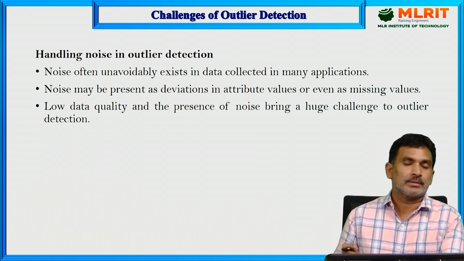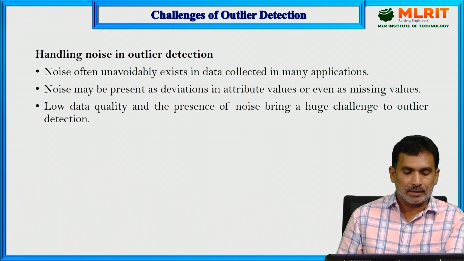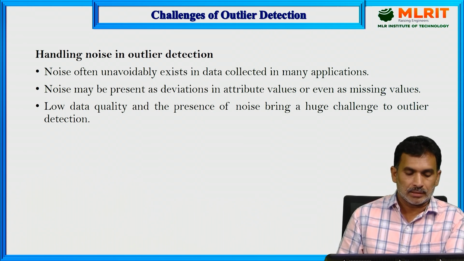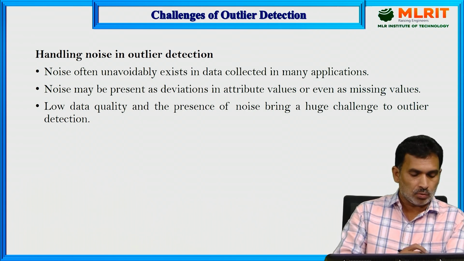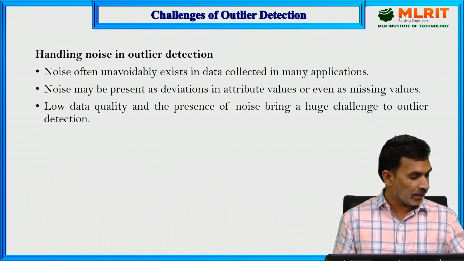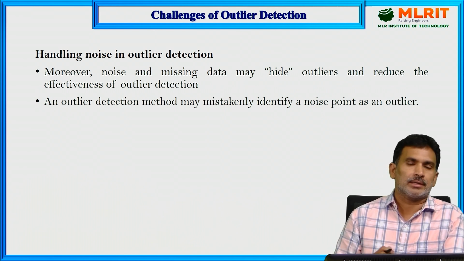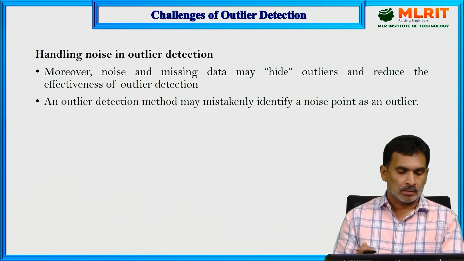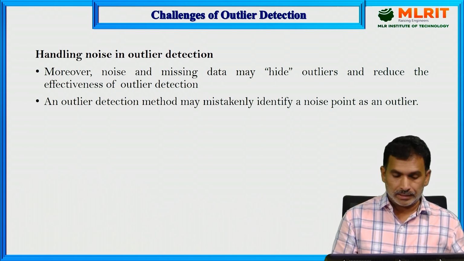Next, handling noise in outlier detection is another challenge. Noise often unavoidably exists in the data collected in many applications. Noise may be present as deviations in attribute values or even as missing values. Low data quality and the presence of noise bring a huge challenge to outlier detection, and it is very difficult to identify the outliers. Moreover, noise and missing data may hide outliers and reduce the effectiveness of outlier detection. An outlier detection method may mistakenly identify a noise point as an outlier.